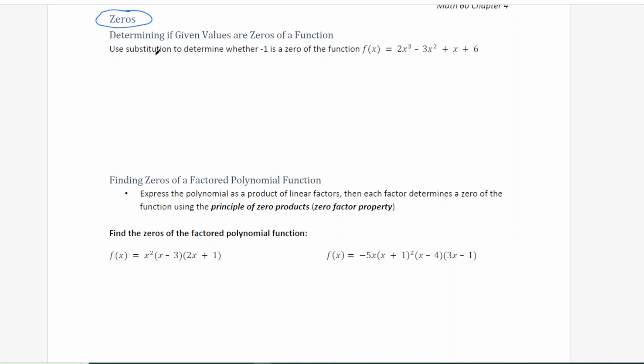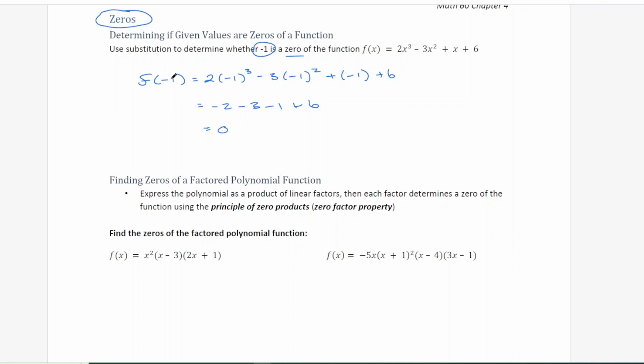So I could use substitution to determine whether an x value is a 0 by seeing if I plug it in for x. So for example, in this one, if I plug -1 in for x, does it make the value of the function, or the y value, equal to 0? So we could plug it in. Everywhere there's an x, I'm substituting in -1. And then I'm going to simplify. Now I would use a calculator, but I'm just going to use my mental math. So we get -2 minus 3 times 1 minus 1 plus 6. And then collecting like terms, I've got -5 minus 1 is -6 plus 6 is 0.